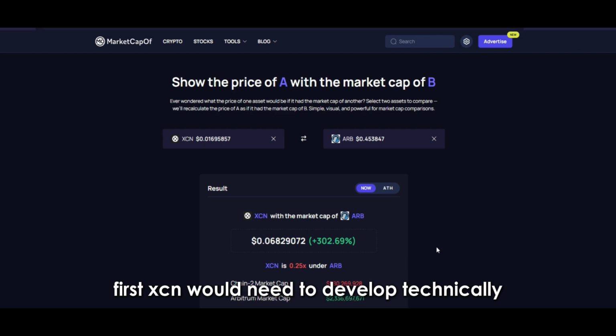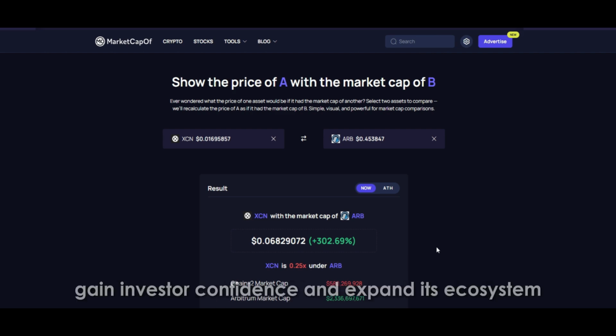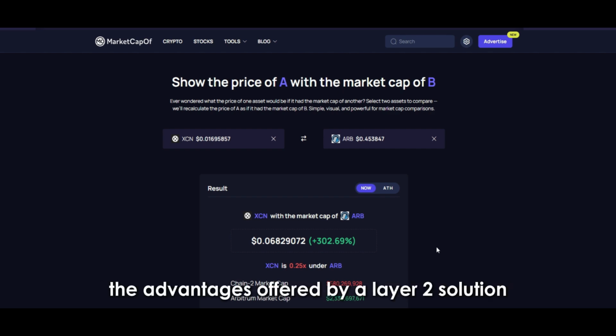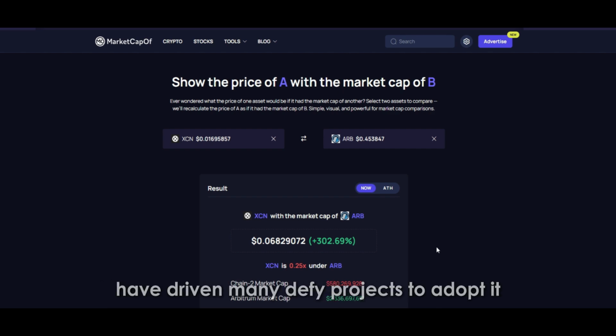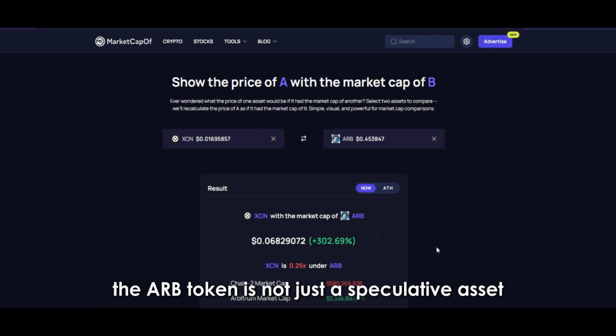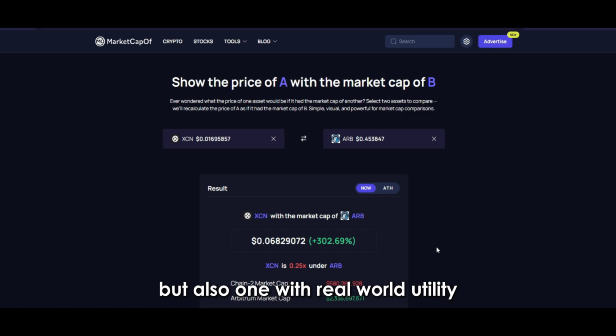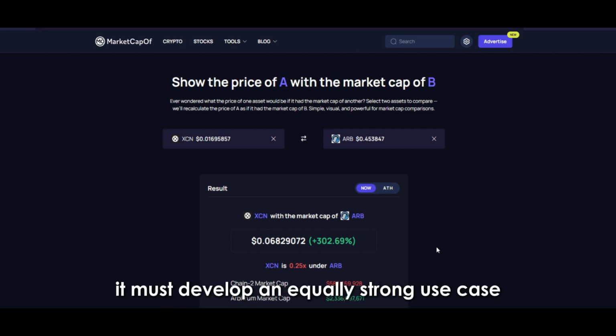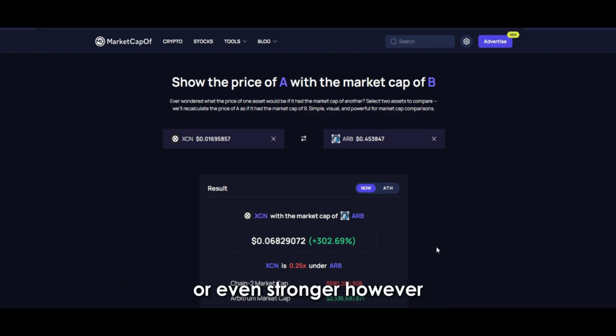While this kind of increase seems very attractive to investors, achieving it depends on a variety of factors. First, XCN would need to develop technically, gain investor confidence, and expand its ecosystem. The advantages offered by a Layer 2 solution like Arbitrum have driven many DeFi projects to adopt it. Arbitrum's transaction speed, low fees, and broad developer support make it a standout among Layer 2 solutions. As a result, the ARB token is not just a speculative asset, but also one with real-world utility. For XCN to reach a similar level, it must develop an equally strong use case or even stronger.